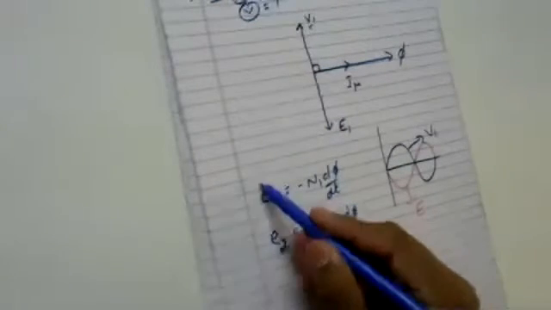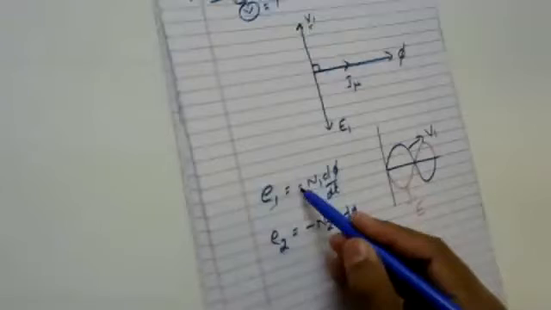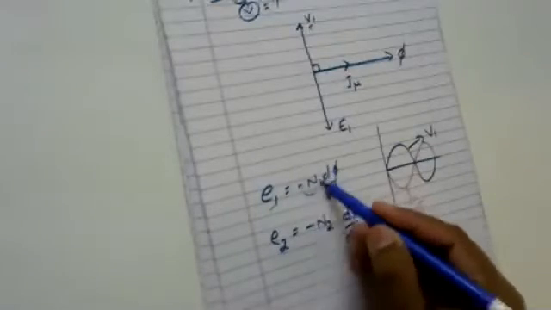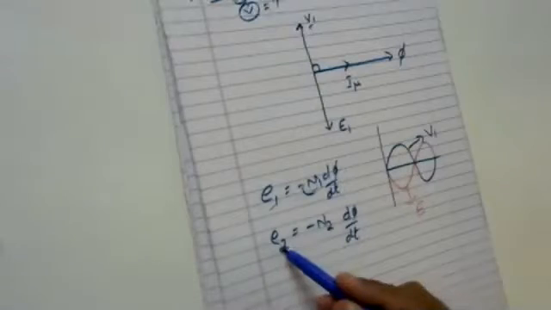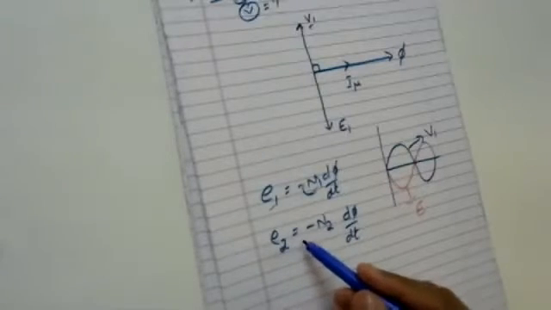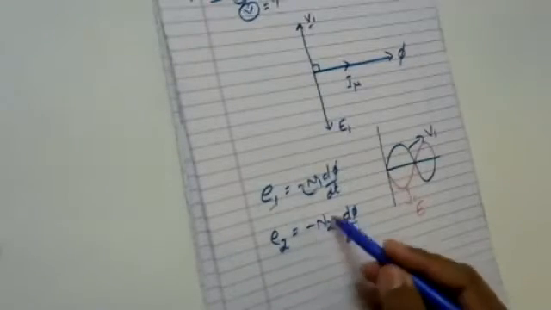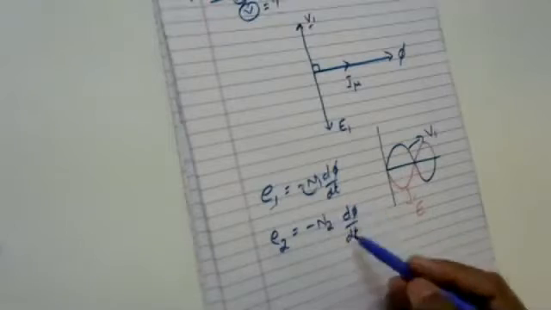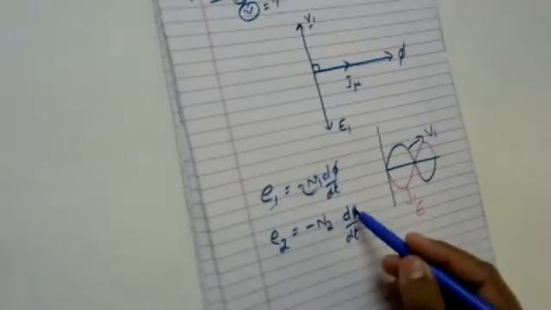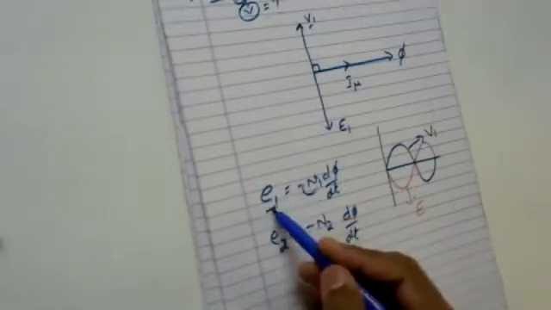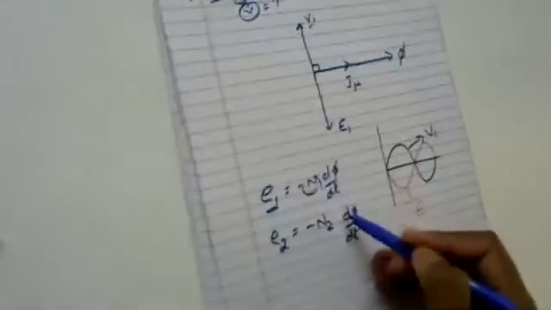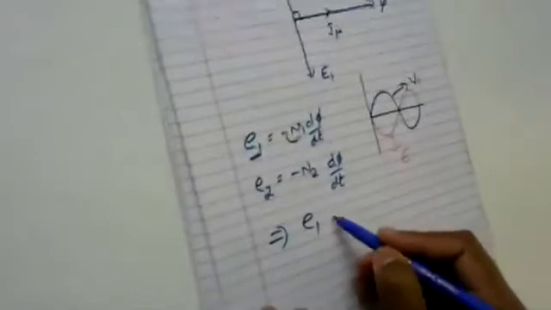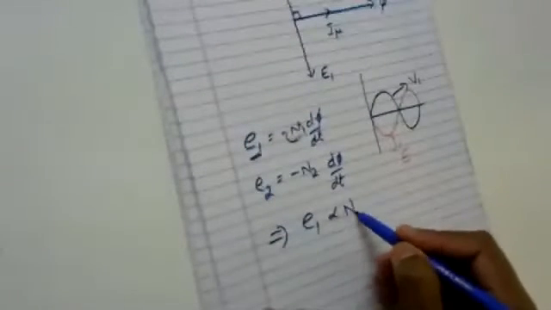So what is E1? It is a self-induced EMF which is given by minus of the number of turns on the primary into the rate of change of flux. E2, which is a mutual induced EMF, is given by minus of the number of turns on the secondary into the rate of change of flux. So it simply says now, d phi by dt is common in both the equations. This implies E1 is dependent on the number of turns.